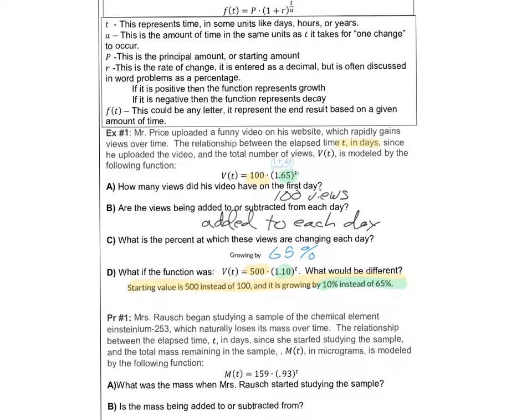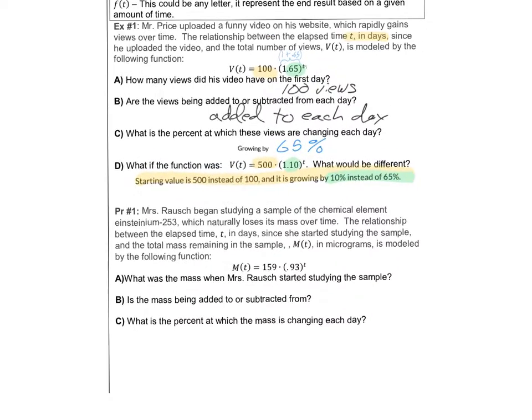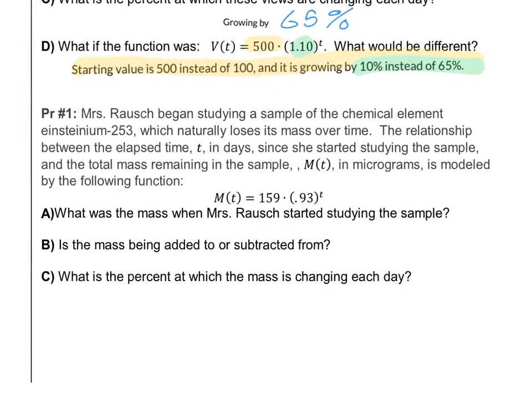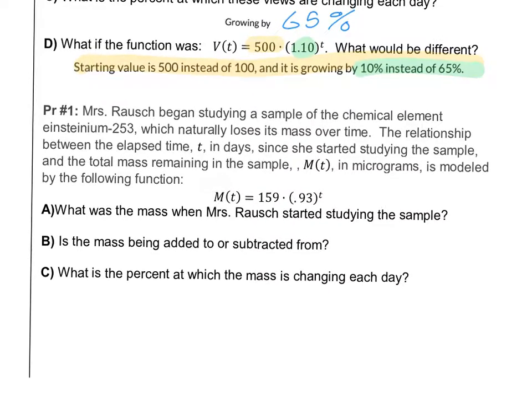I got another one for you guys to try on your own, but let's read it together here in practice one. Miss Roush began studying a sample of the chemical element known as Einsteinium-253. I don't think that's a real chemical, but for the sake of this problem, it works. Which naturally loses its mass over time. Okay, that seems like that could be important. It loses its mass over time. The relationship between the elapsed time t in days, so t is in days again, since she started studying the sample, and the total mass remaining in the sample, E of t in micrograms, is modeled by the following function.